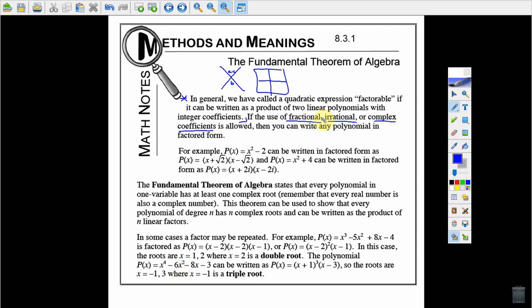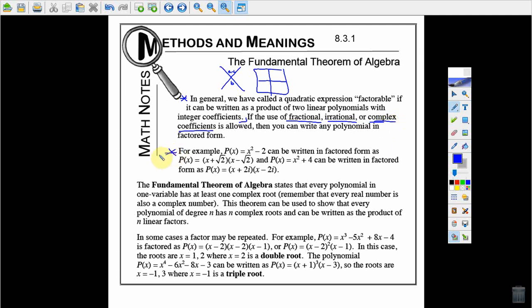And we got into fractional and irrational coefficients once we started doing the quadratic formula and completing the square. And then the last type that we talked about were complex coefficients, where you had imaginary numbers when you did completing the square or the quadratic formula. So they have some examples here for you.